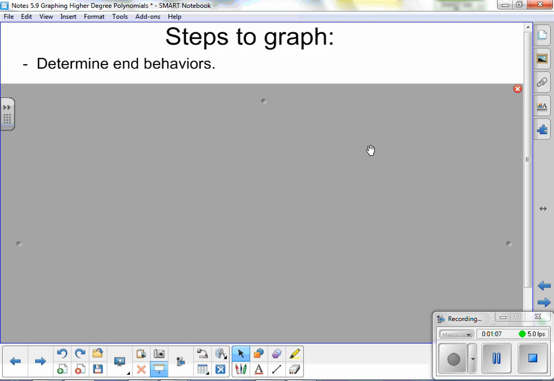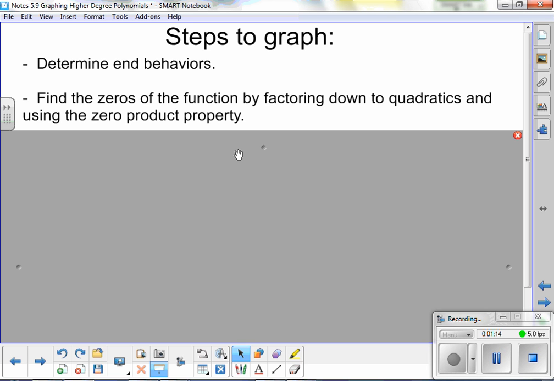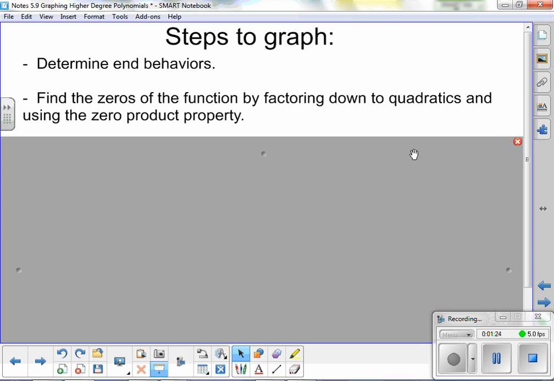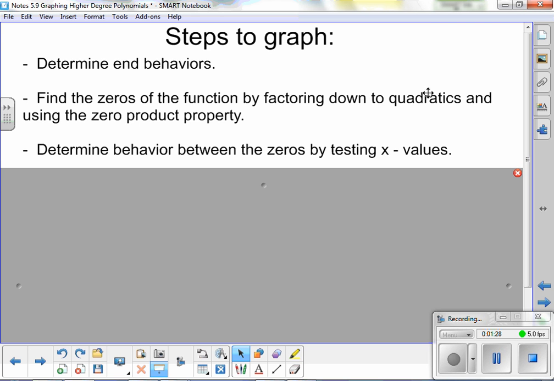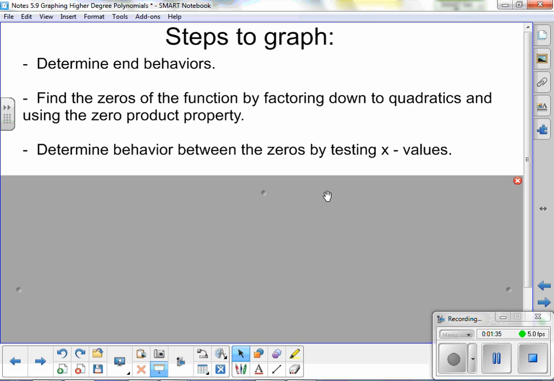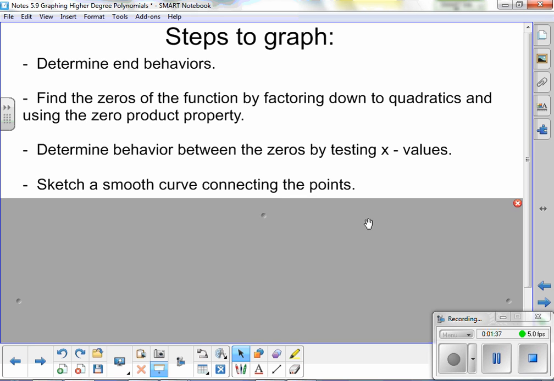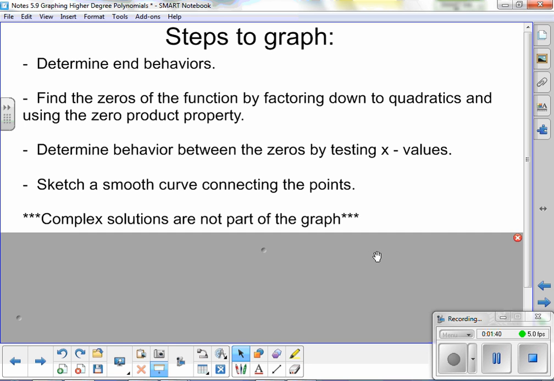Steps to graphing. First off, determine your end behaviors. Even powers go in the same direction, odd powers go in different directions at the ends. Find your zeros. We did that in 5.8 and 5.7. So by factoring and using the zero product property, just try to factor down to quadratics, because once you get down to a quadratic, you can either use factoring techniques at that point, or the quadratic formula if you forget how to factor. Determine behavior between the zeros by testing x values. So basically, we're going to have some x-intercepts. We've got to figure out some x values to test between them to see what's happening between them. Then we're going to sketch a smooth curve.